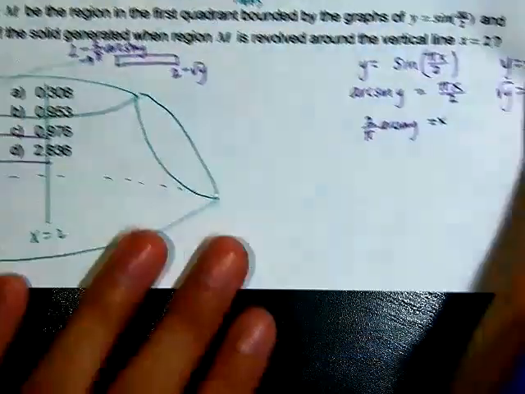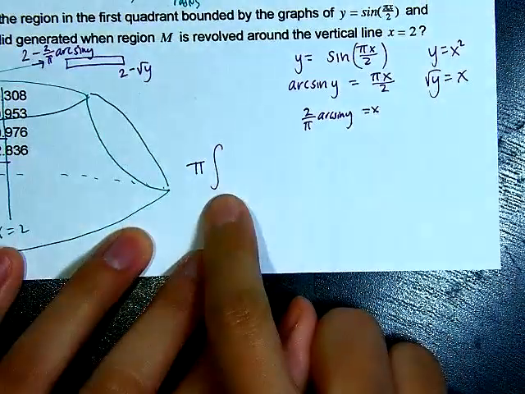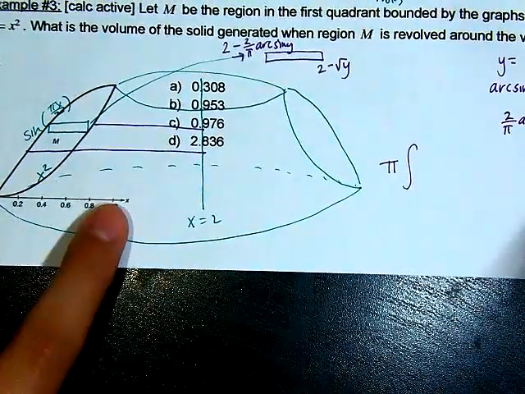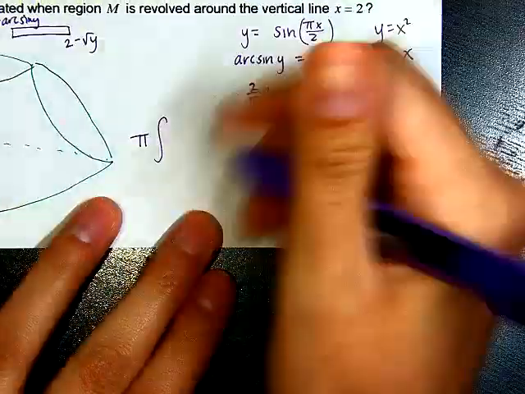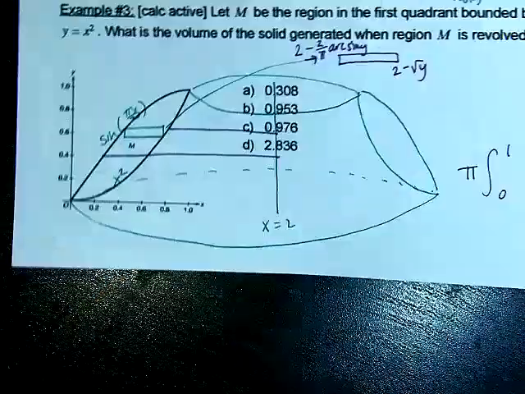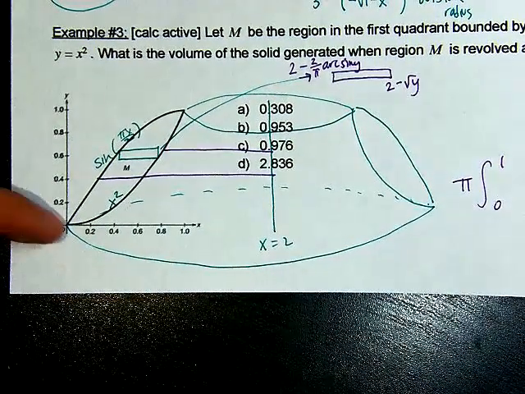And fortunately for us, this is calculator active. I do need to consider my boundaries. So looking here, I would go from 0 to 1. I'm sorry, I pointed at the wrong axes. I am looking at my y-axis. This is all with respect to y. I would go from 0 to 1 on the y-axis.